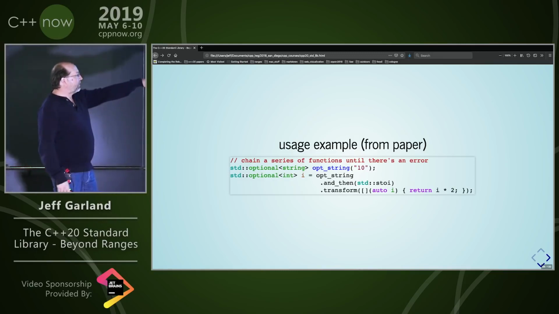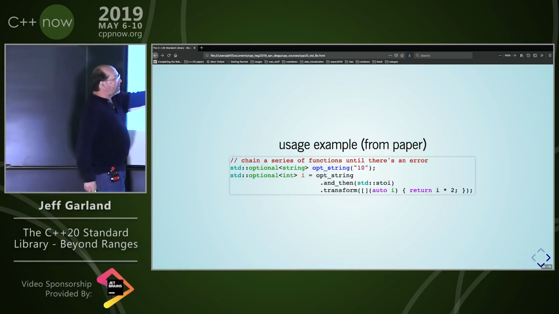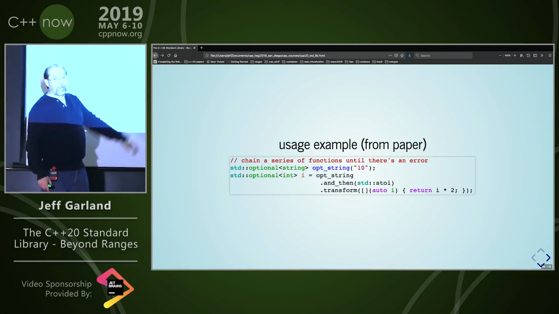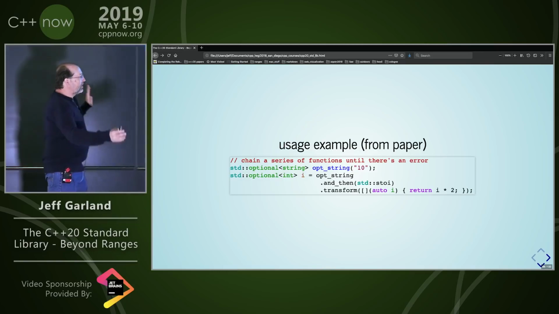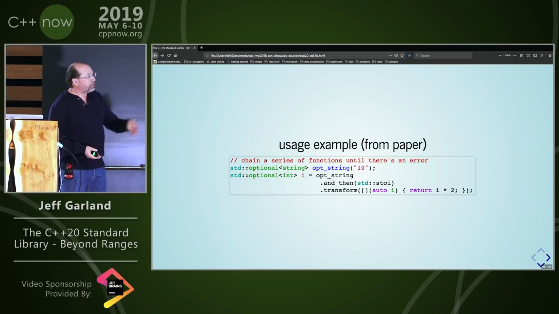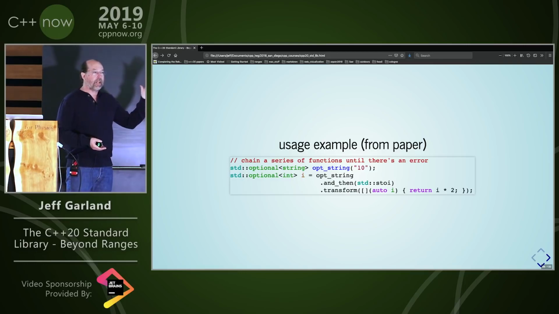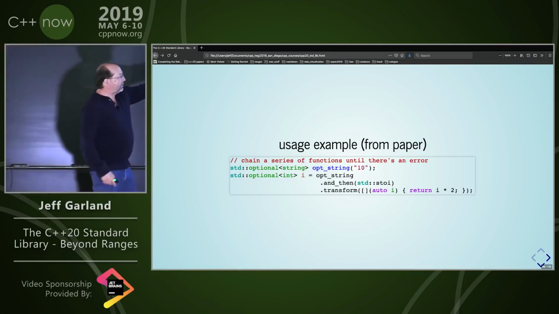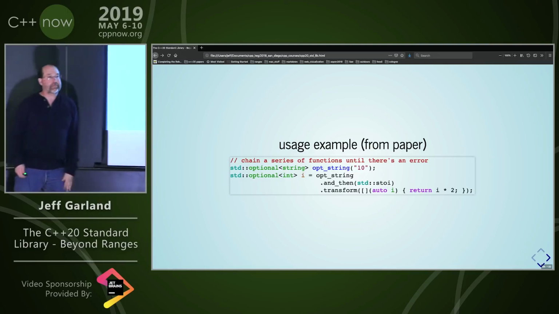This comes from the working paper, but basically here you've got an optional string that's 10, and then you take the optional string and say and_then change it to an integer, and if it actually changes to an integer successfully, then transform it by multiplying it by 2. So you can chain the operations as long as you want. As soon as you get a null optional, you will not go any farther down the chain, and you'll return a null optional.